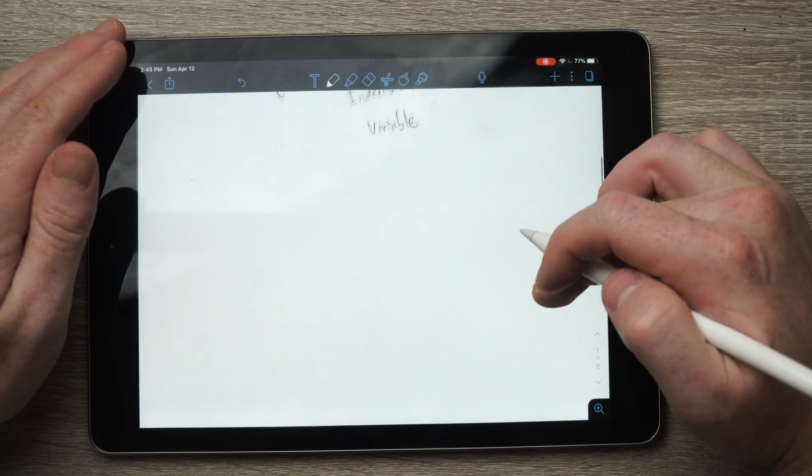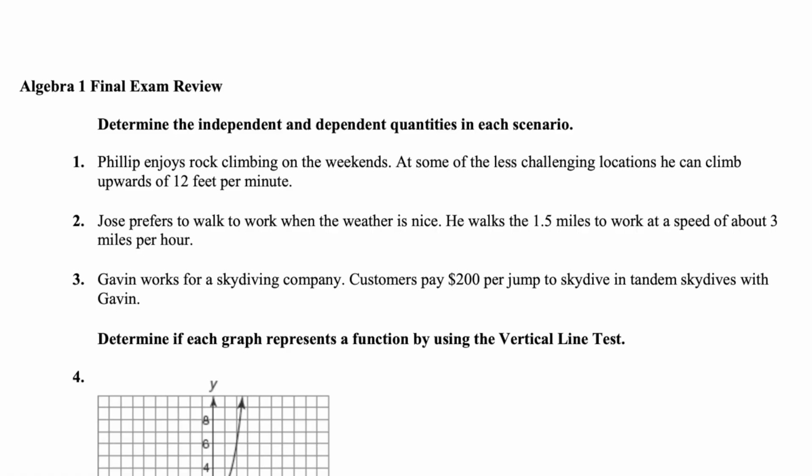And that's the greater question here, especially when it comes time to graph these functions: do you understand which one goes on which axis and why? So let's look at another question just like that one. This is number 2, and it says that Jose prefers to walk to work when the weather is nice. He walks the 1.5 miles to work at a speed of about 3 miles per hour. So we can understand at this point that Jose walks a fixed linear amount of 1.5 miles at a rate of 3 miles per hour.